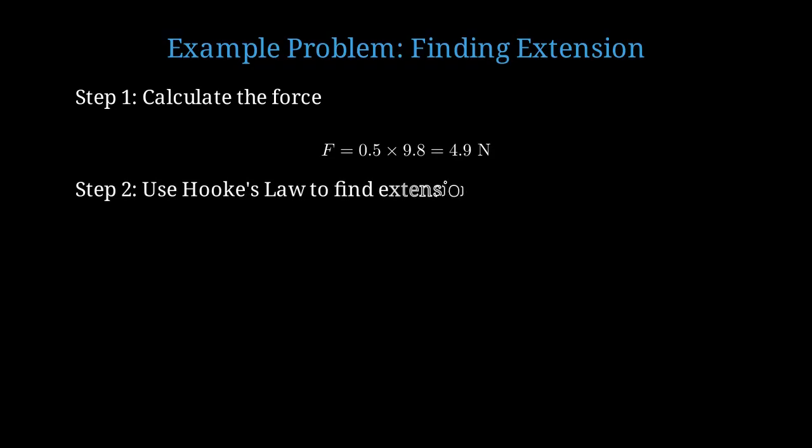Let's work through a practical problem. Suppose you have a spring with a spring constant of 50 newtons per meter. You hang a mass of 500 grams from it. What is the extension? Step 1. Calculate the force. The mass is 500 grams, which is 0.5 kilograms. The weight is mass times g. F equals 0.5 times 9.8, which equals 4.9 newtons. Step 2. Use Hooke's law. We know F equals K times X, so X equals F divided by K. X equals 4.9 divided by 50, which is 0.098 meters, or approximately 9.8 centimeters.